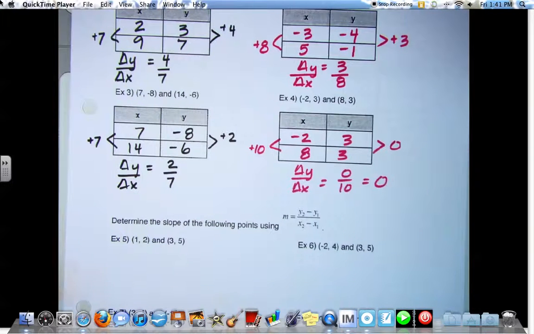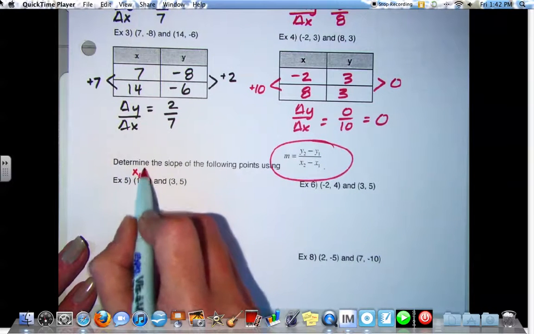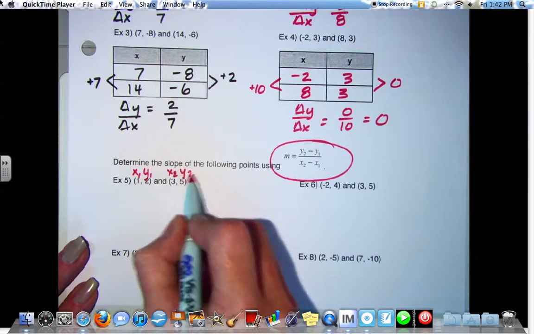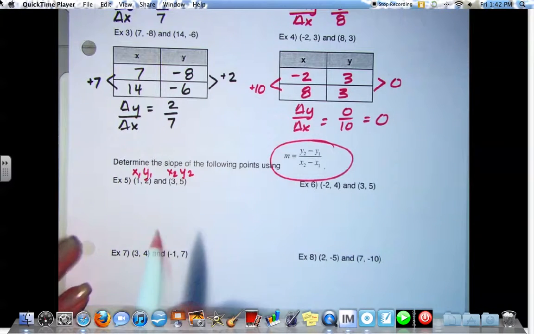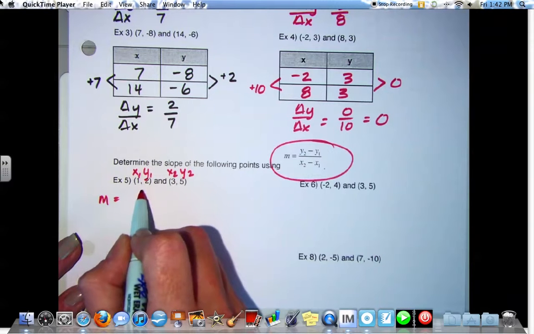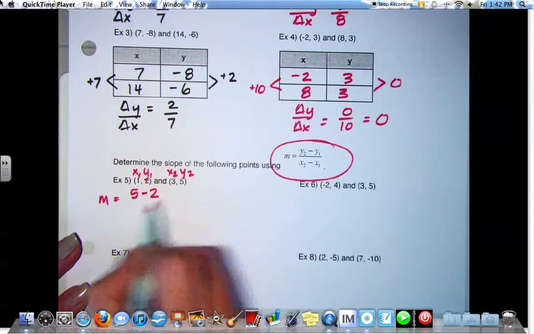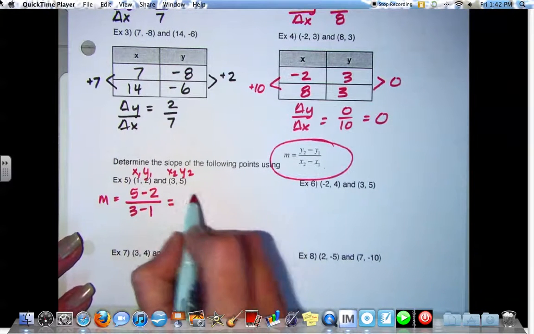So now we find the slope using the formula. Example 5. We have an x1 and a y1 and an x2 and a y2. Doing the same thing, just using the formula. So our y2, 5 minus our y1, which is 2, over 3 minus 1, which gives us 3 over 2.